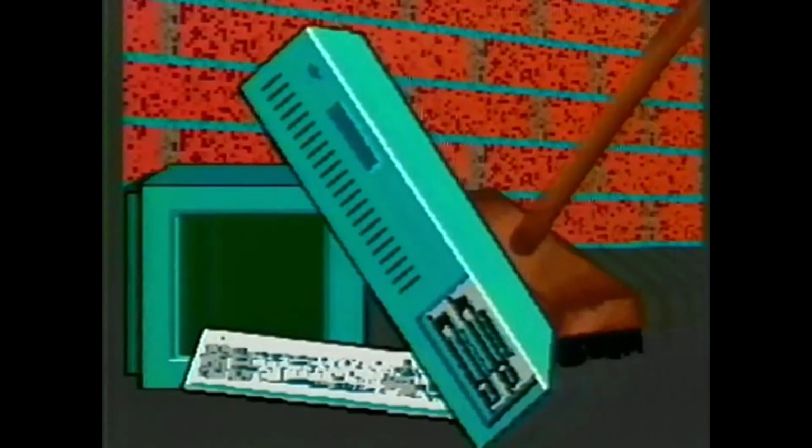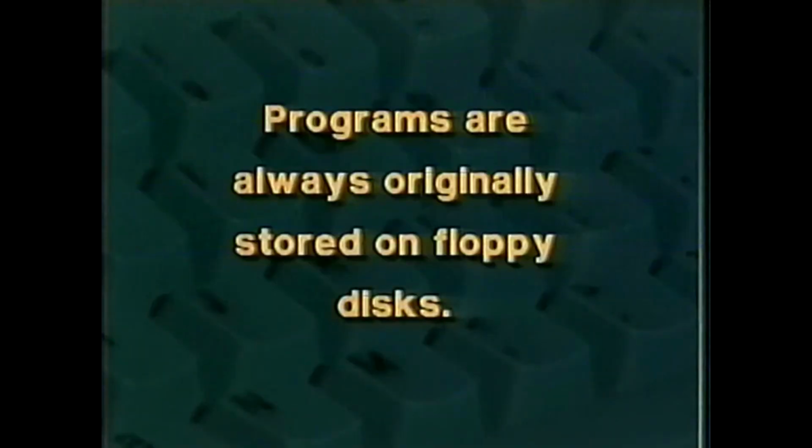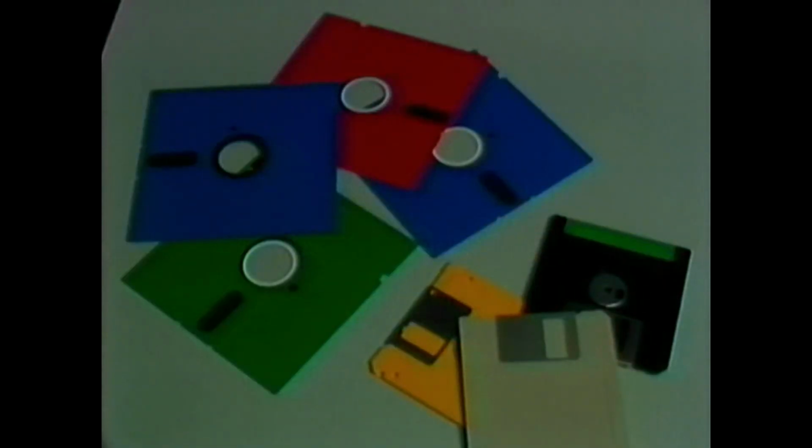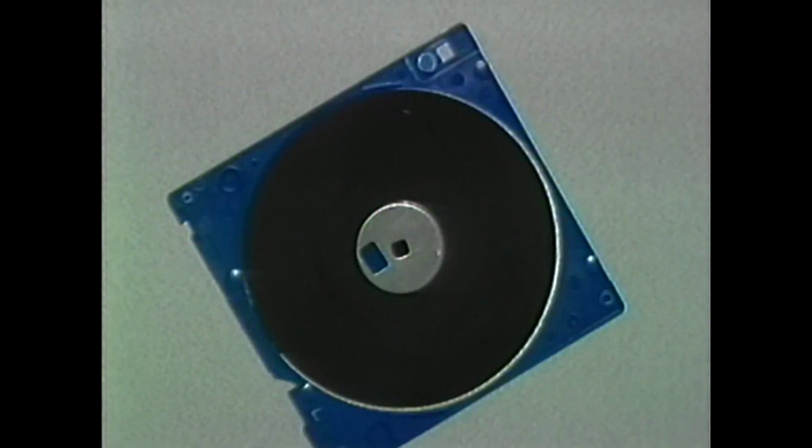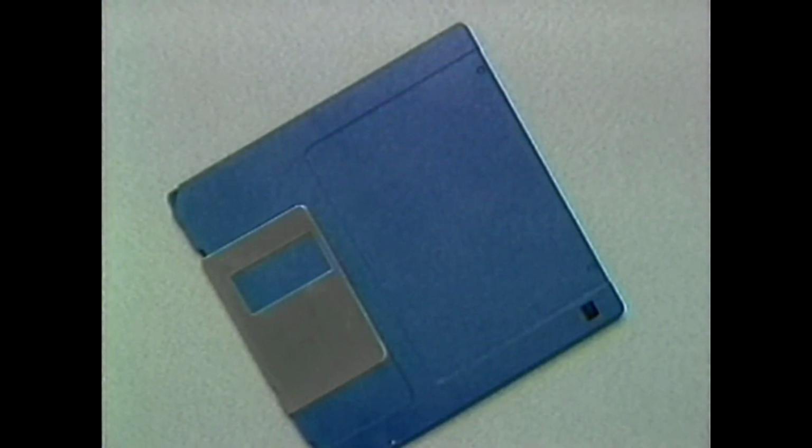All of these components are worthless without programs to run with them. The programs that allow you to do things with a computer are always originally stored on a floppy disk. A floppy disk comes in 2 different sizes, 5 1/4 and 3 1/2 inch. They get the name floppy because the actual disk is floppy, even though the floppy disk in the 3 1/2 inch size is enclosed in a hard case.